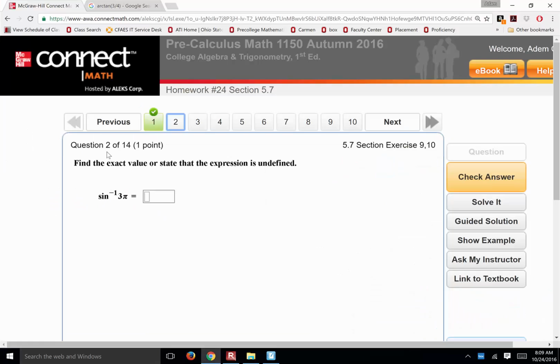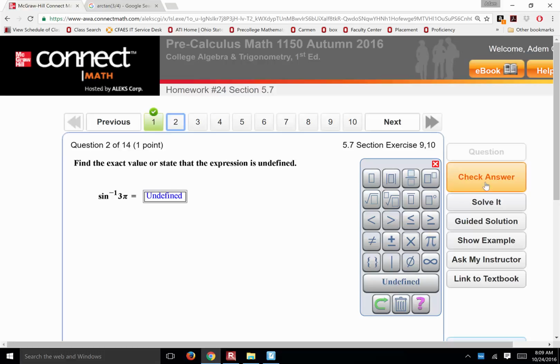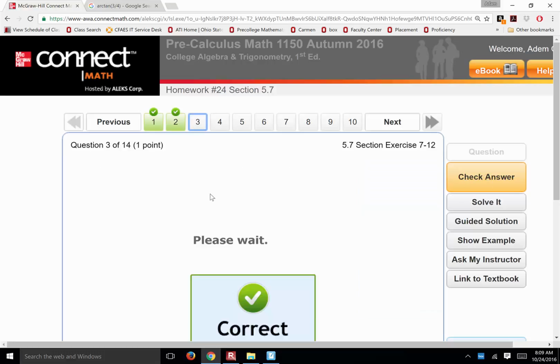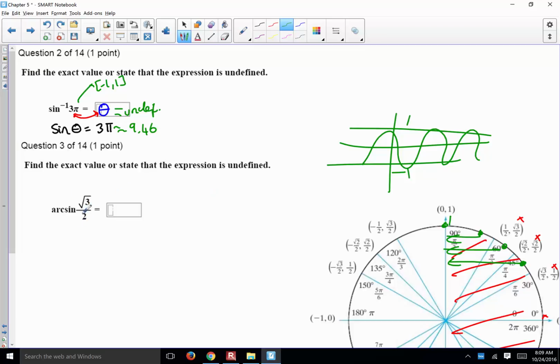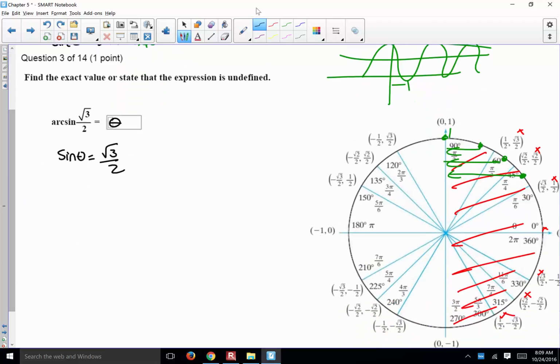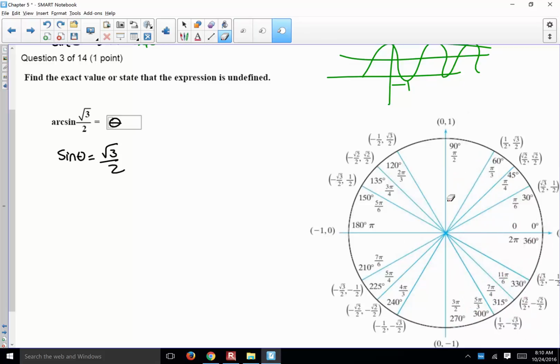So arc sine of √3 over 2. Any ideas? Is this undefined as well? Is there a value, theta, that can make √3 over 2 on this side of the wheel? Which one? Yes, 60 degrees, pi over 3, has sine √3 over 2. That's it. These questions are 10-second questions if you know your table of values.